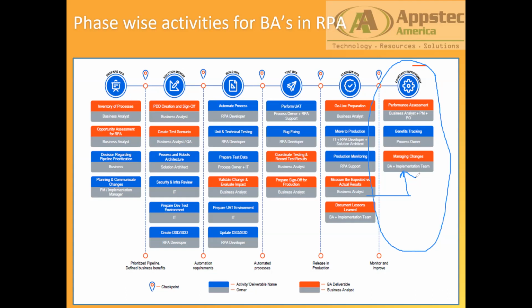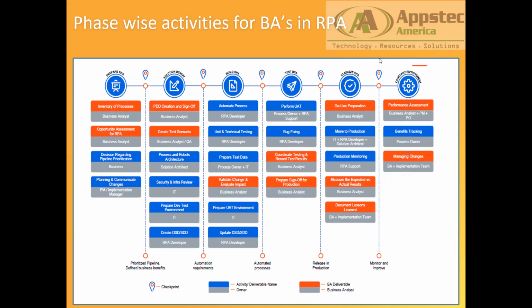Is the bot working as expected in the production environment? Are there any bugs appearing in production? All of this performance assessment is done by the business analyst plus the project manager or any other stakeholder. It is not only the business analyst. If there are any changes to be made, the business analyst needs to work with the development or implementation or tech team to see how these changes can be incorporated so that the bot is now working as expected.